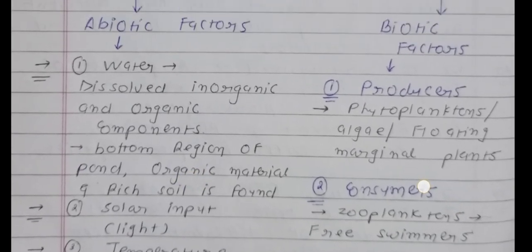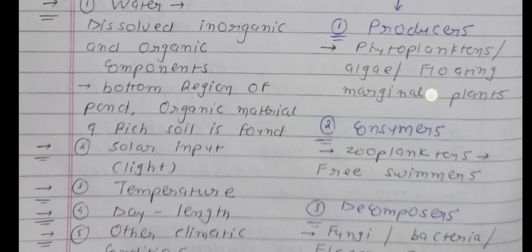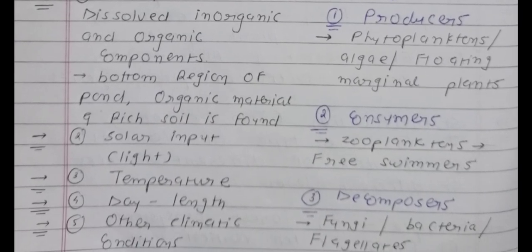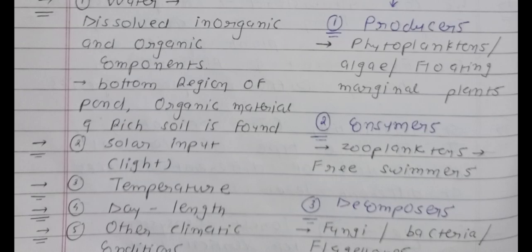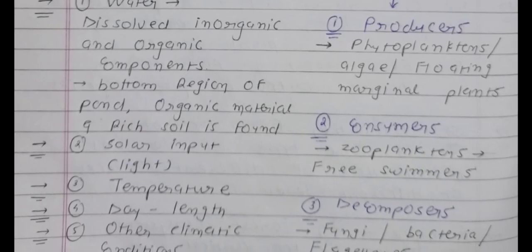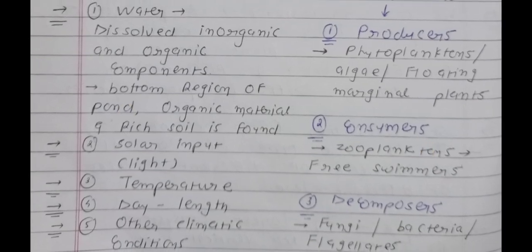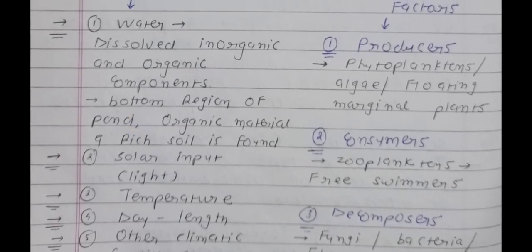Now if we talk about the biotic factors, you know that there are 3 biotic factors: producers, consumers, and decomposers. Producers are autotrophic according to mode of nutrition, consumers are heterotrophic according to mode of nutrition, and decomposers are saprophytic according to mode of nutrition. Producers are directly dependent upon abiotic factors, means sunlight. Consumers are directly dependent upon producers, and decomposers are dependent upon both producers as well as consumers.